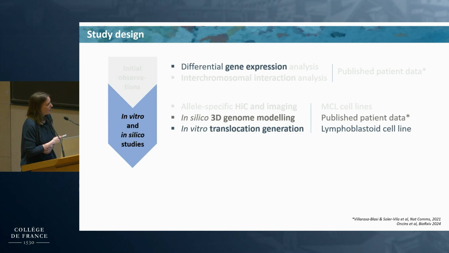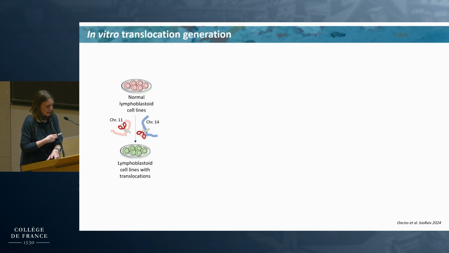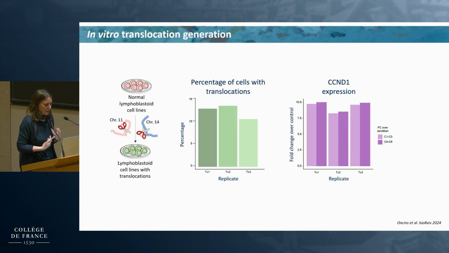But then we wanted to go more into the gene expression effects, and for that we generated translocations in vitro. So we basically take normal lymphoblastoid cell lines, so these are human cell lines with a human karyotype, and we introduce, by CRISPR, cuts into the genome, and those cells then repair themselves, and if that repair goes wrong, you basically get a translocation. So this is a random process. This is not very efficient. Normally the cells just repair in the correct way.